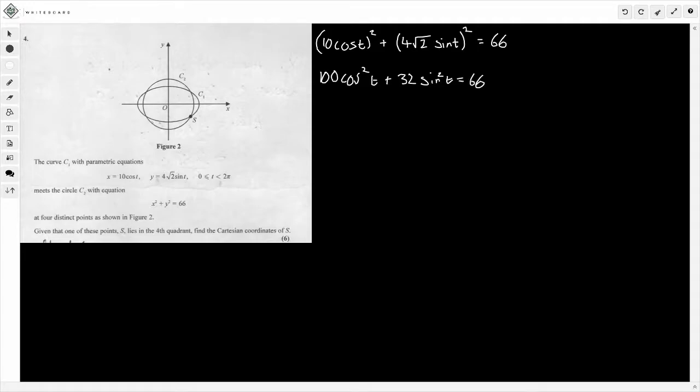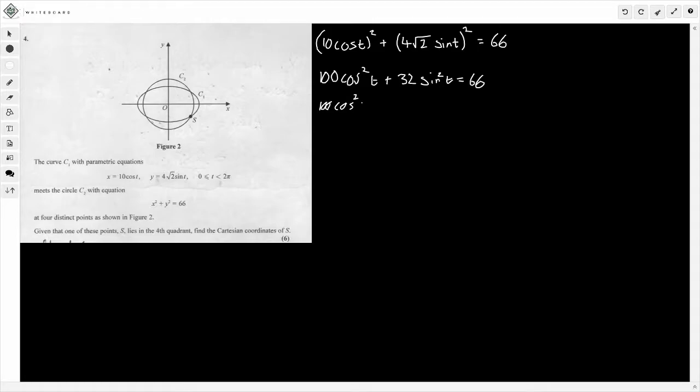Now some people might spot it straight away here, but we've got to do a bit of manipulation. Look at what we've got. We've got 100 lots of cos squared t, and we have 32 lots of sine squared t. So what I'm going to change is this sine squared, because the coefficient, this 32, is smaller than the 100. So it'll make my manipulation a little bit easier. So this will stay the same, this is 100 cos squared t.